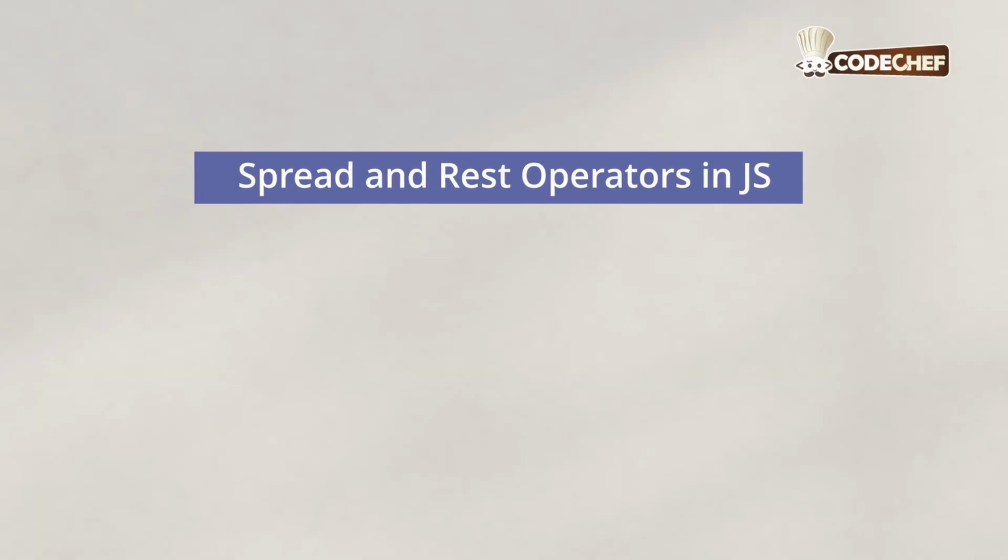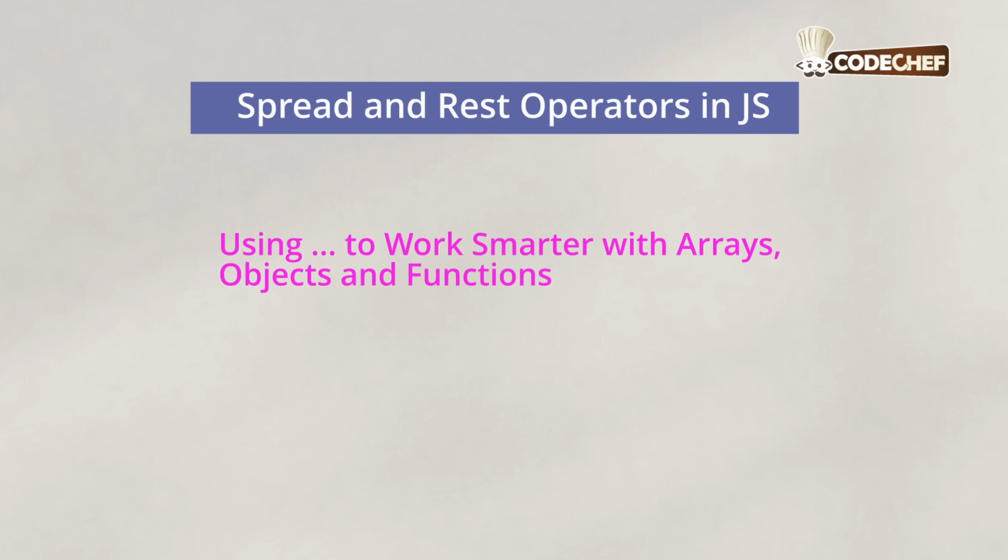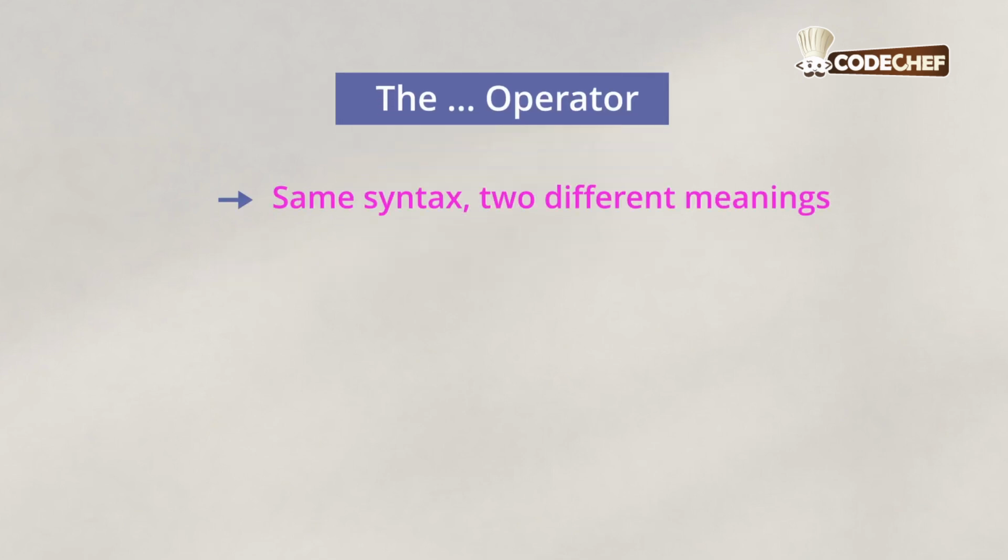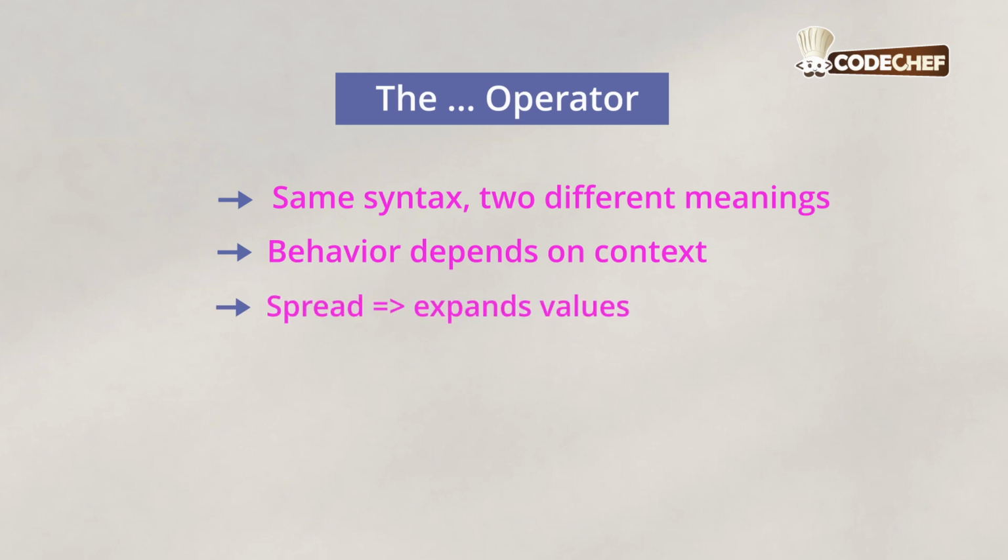So let us look at spread and rest operators in JavaScript. The three dots have two meanings in JavaScript. The meaning depends on the context. Sometimes it spreads the values out and sometimes it collects the values together. That's why understanding where it is used is very important.